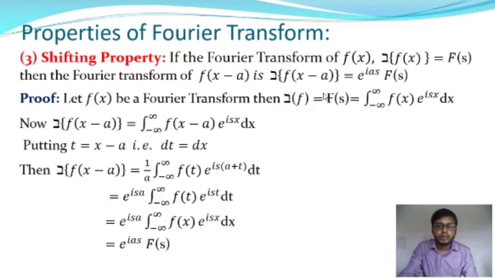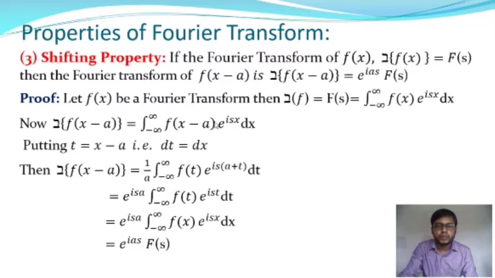So after that we are going to find the Fourier transformation of f of x minus a. So therefore, applying the definition of the Fourier transformation for the function f of x minus a, from this we will get minus infinity to plus infinity f of x minus a into e to the power i s x into dx.